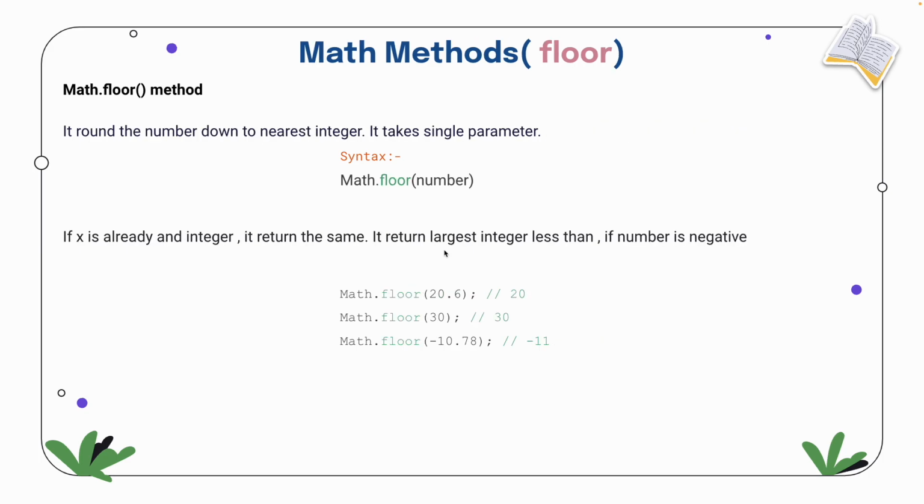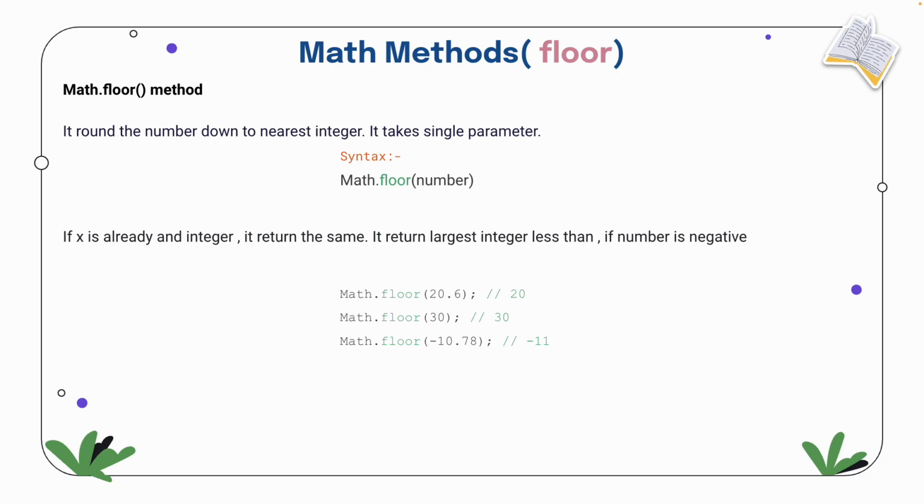Next we'll go for floor. Floor, already you know. Floor means ground floor, right? Floor means the base, like the earth. So floor means always down. And there is the ceiling fan, we say. Why do we say ceiling fan? Because it is on the ceiling, on the top. So floor is down, ceil is top.